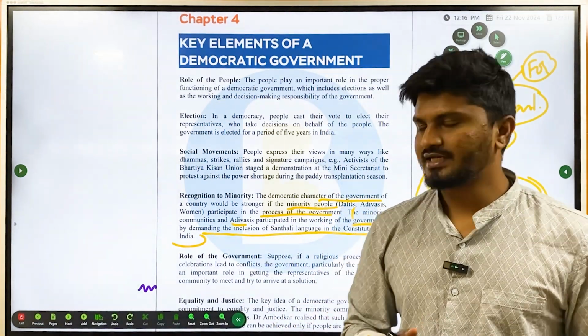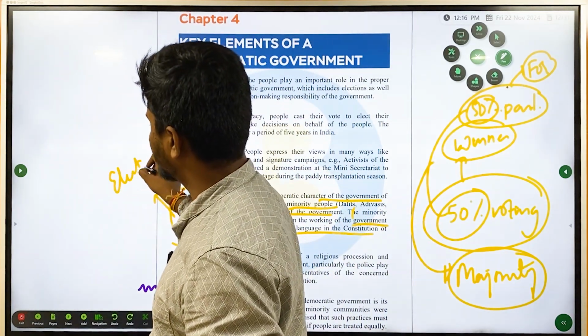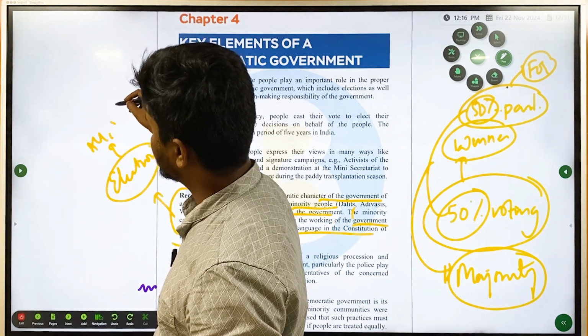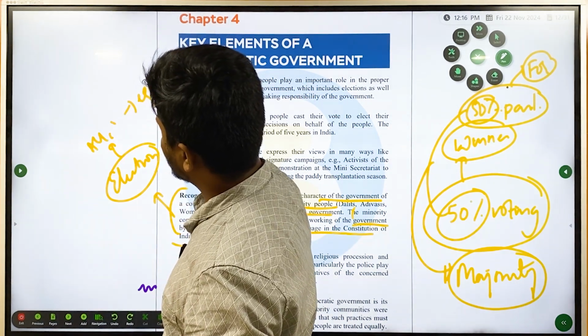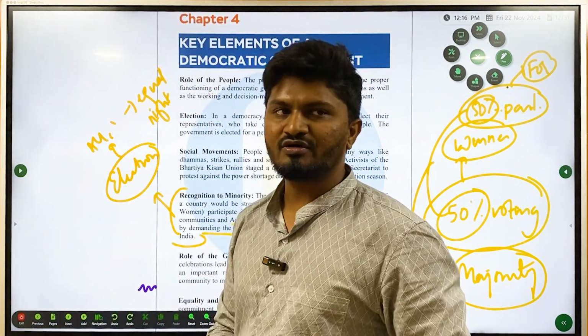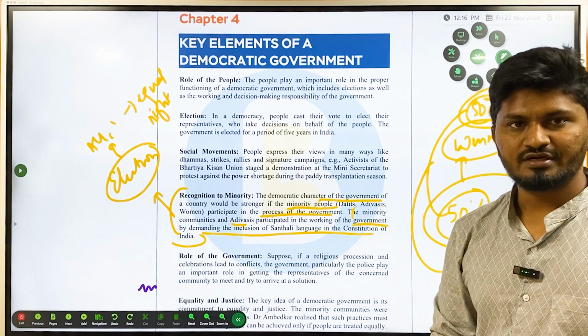That is why in elections in India, all the people belonging to all communities and religions have an equal right to vote. One person, one vote, and each vote has the value of one. So this is how even the minority are included.